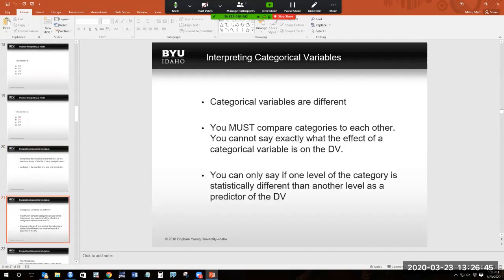So categorical variables are different. With the categorical variable, you can't tell the absolute effect of a variable. You can only tell the effect of one category of the variable compared to another category of the variable. So for instance, I can't tell you, does gender matter? I can only tell you if men are different than women. I can't tell you if race matters. I can only tell you if African Americans are different than white people. So that's how categorical variables work.